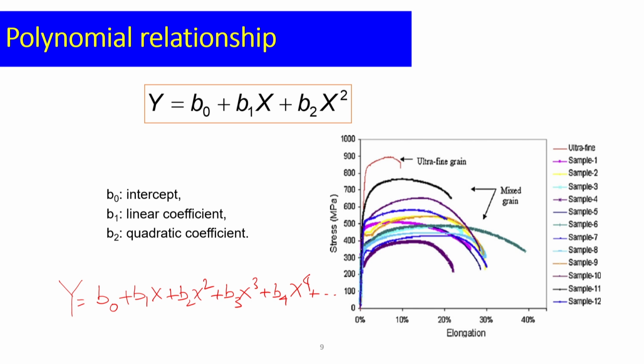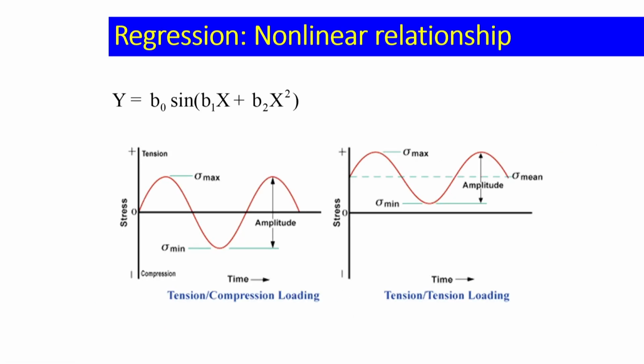All of you know that the stress is given by k times strain to the power n, where n is an exponent and it can have a value more than 1, and it can also have a value less than 1. So, these kinds of relationships must be represented by polynomial type relationships.